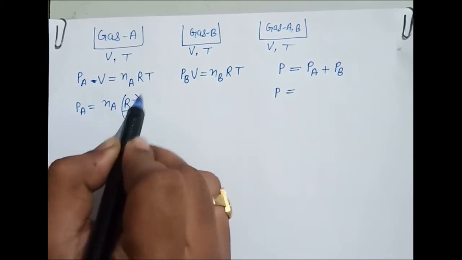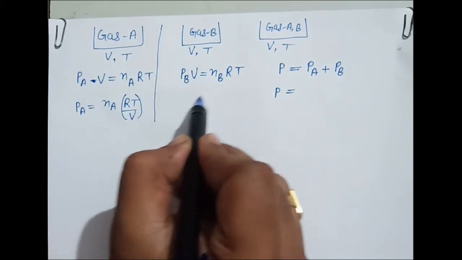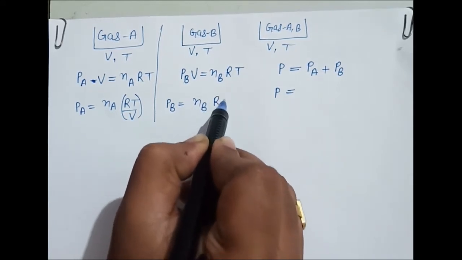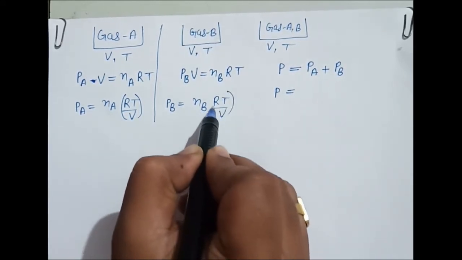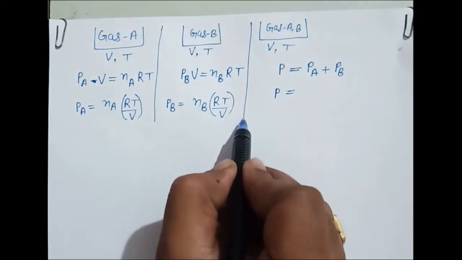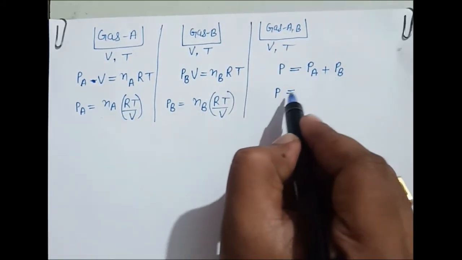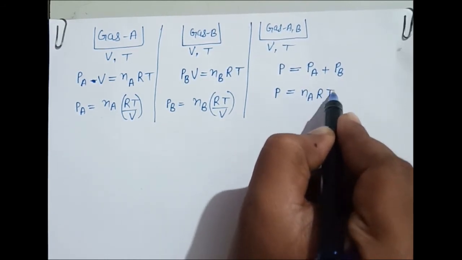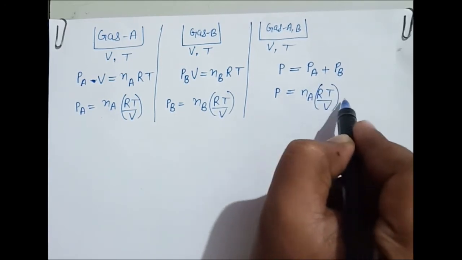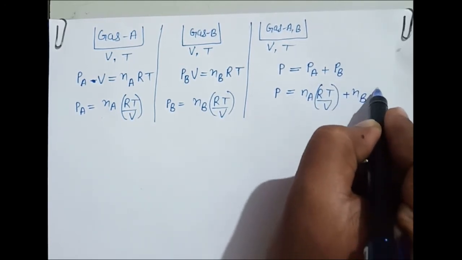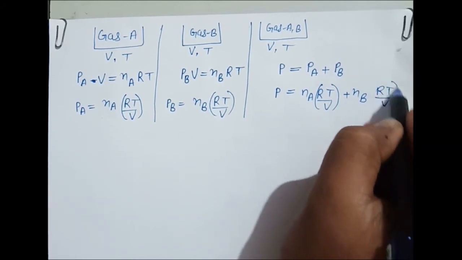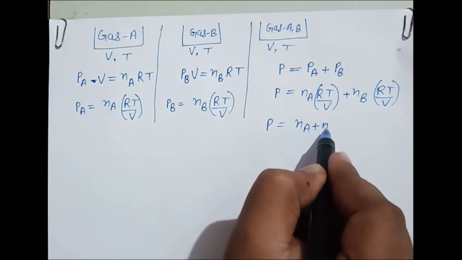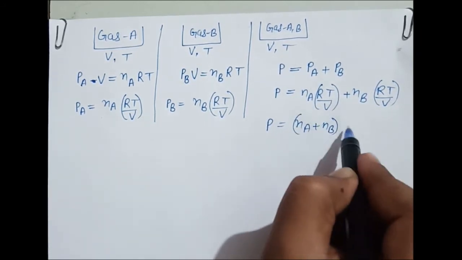Can we write like this? Here PA we got. Now from here PB is equal to, what can we write? NB into RT over V. And now put this PA and PB here. So P is equal to NA into RT over V plus NB into RT over V, and P is equal to NA plus NB common, here RT by V is taken out.